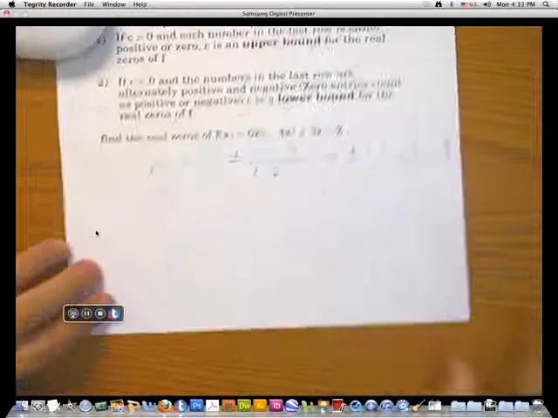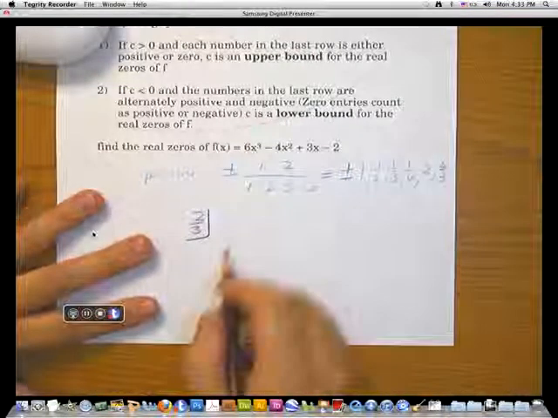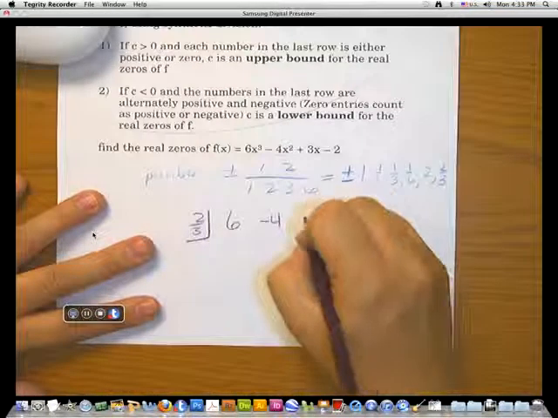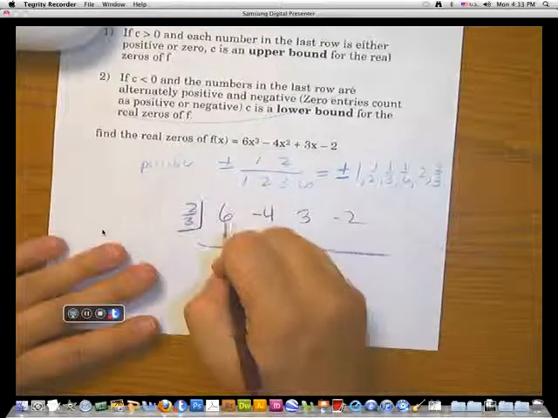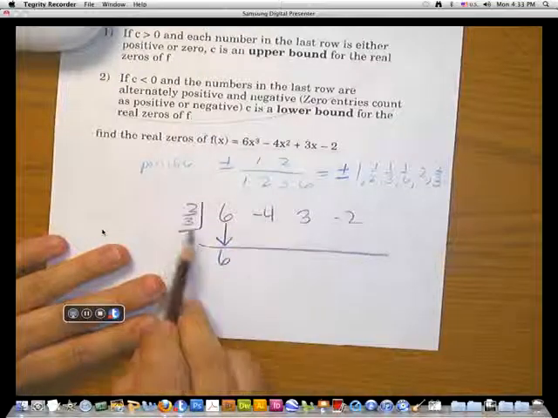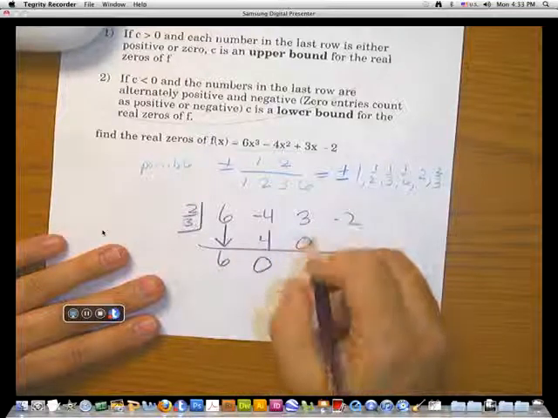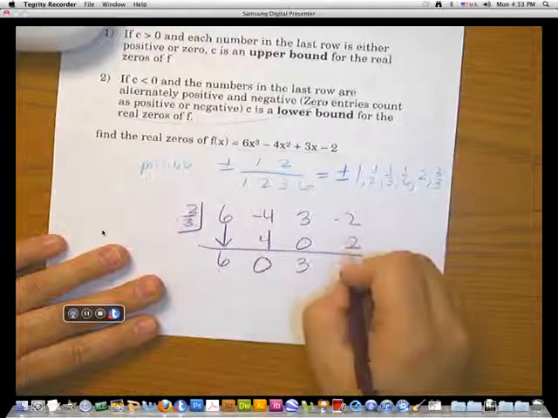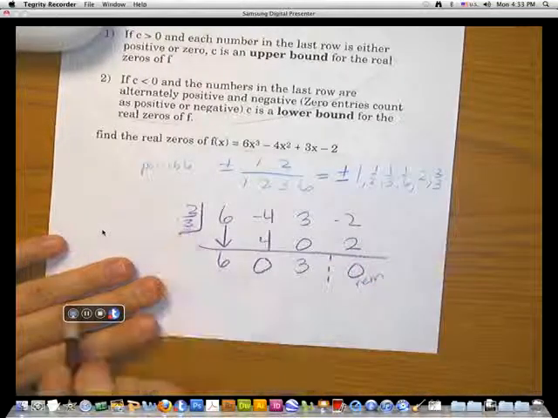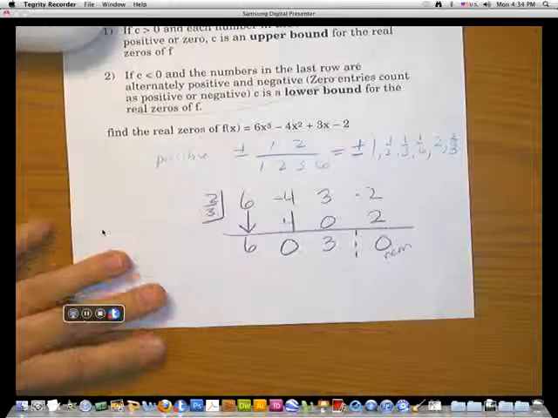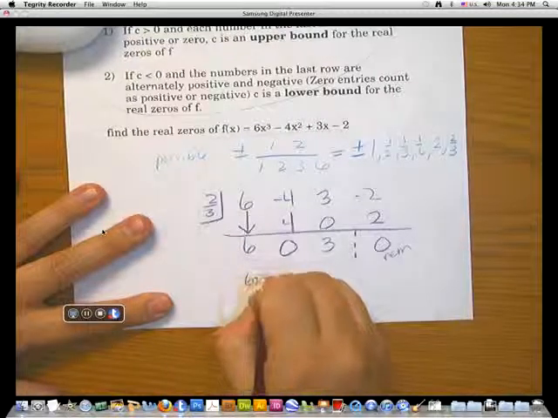So if I pick 2/3 as my possible 0, set up the coefficients, all positions accounted for, bring down the 6, multiply 2/3 times 6, you should get 4, 0, multiply, 2/3 times 3 is 2, and we did get our remainder of 0. So 2/3 is the correct root that we found. Now if I look at the rest of this, this gives me 6x squared plus 3.